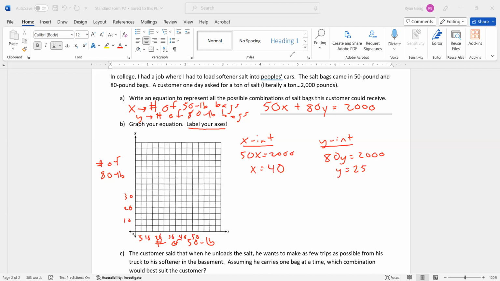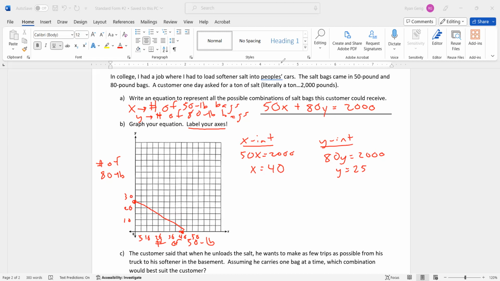Let's go ahead and plot those points. So the x-intercept was 40. Okay. The y-intercept was 25. And there's my line. Notice I didn't extend it in both directions because x cannot be negative. I can't have a negative number of bags, and the y-intercept cannot be negative. Can't have a negative number of bags. So I stop at both of those intercepts. Any possibility that they can do would be on that line, and that would get them exactly a ton.